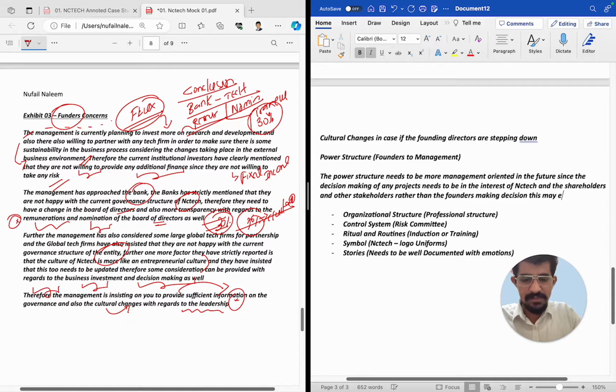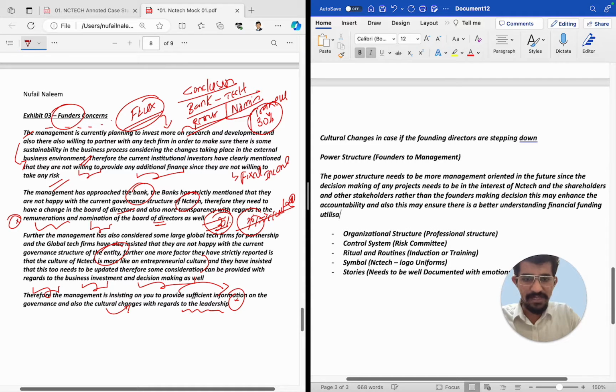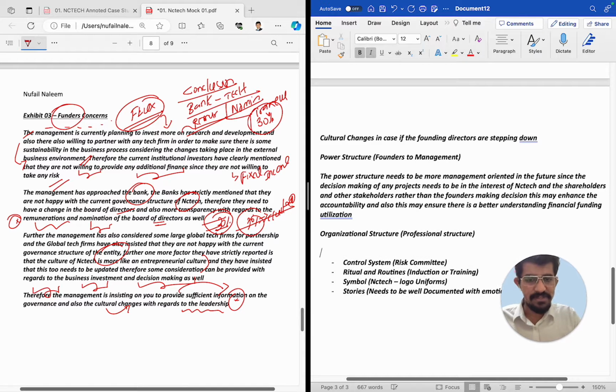This may enhance the accountability, and also this may ensure there is a better understanding on financial funding utilization. Because students, if you see banks, when they give money, they are concerned about how you are spending that money. Now the next one, students, if I'm not mistaken, organizational structure.